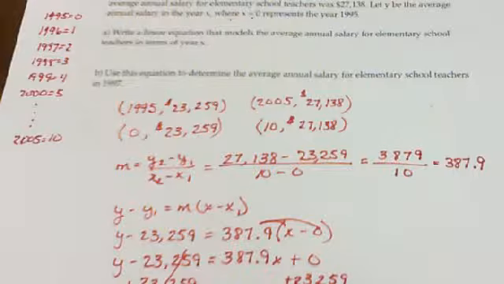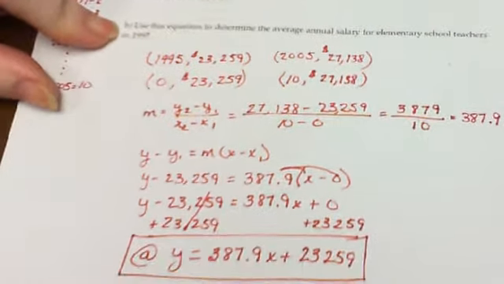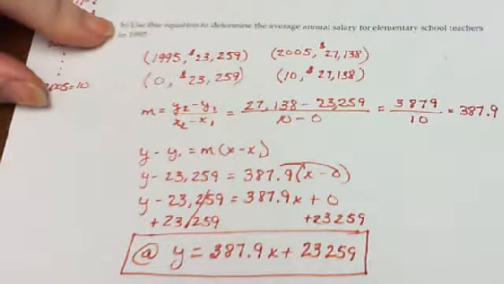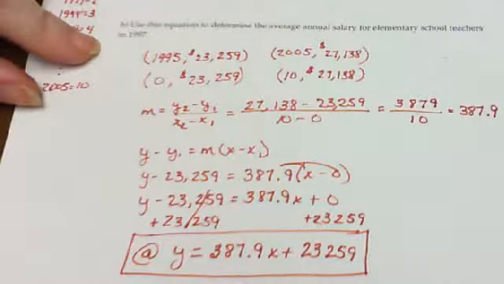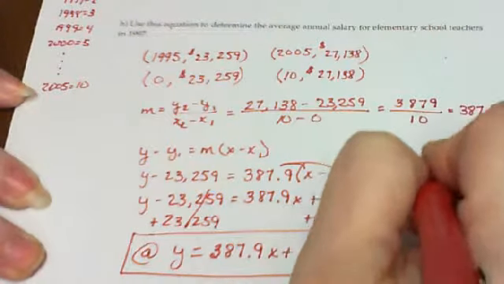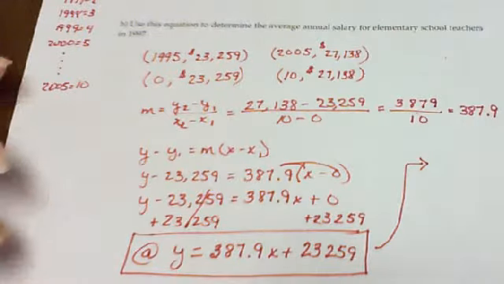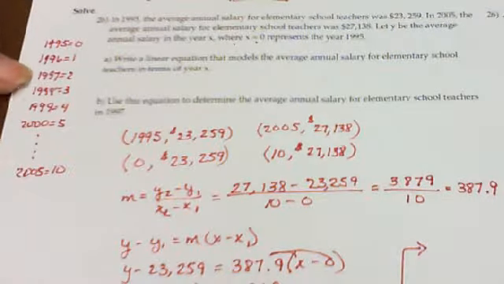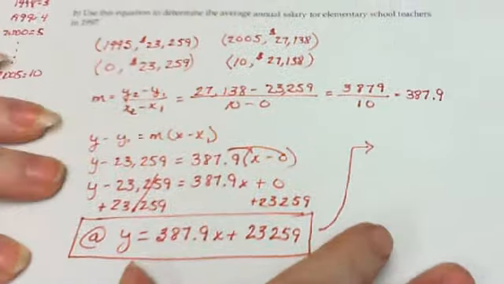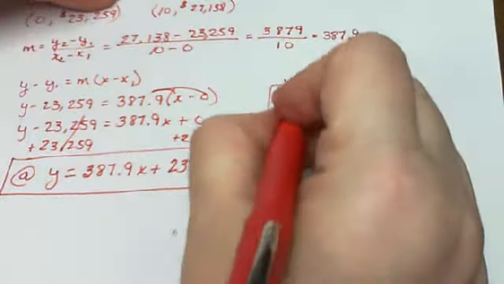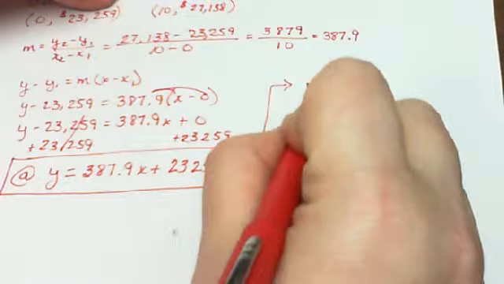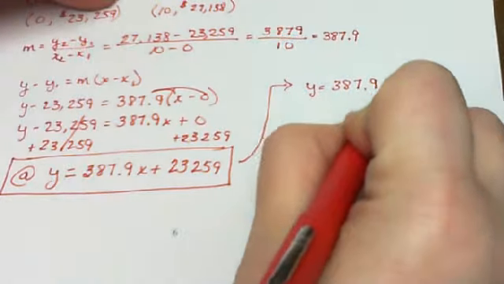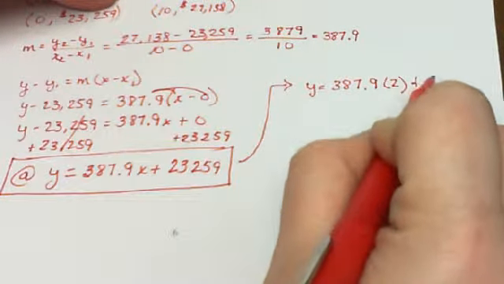In order to figure out the answer for B, they want us to use the equation to determine the average annual salary for elementary school teachers in the year 1997. So in order to do that, I'm going to have to use the equation that I just got, and I should plug in 1997. Only we rewrote it, so I don't actually use 1997. Now I use the number 2, because that's what 1997 is. So in place of x, I'm going to use a 2. So that's going to give me y equals 387.9 times 2 plus our 23,259.